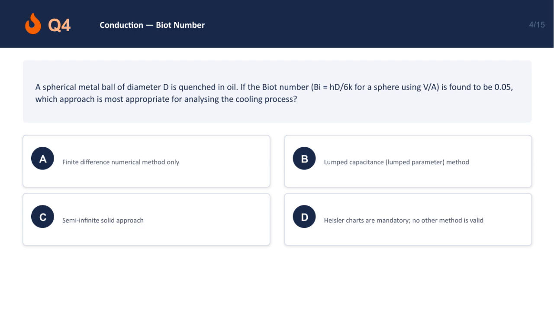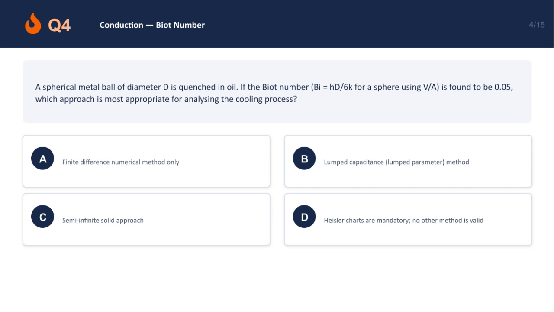Now, the Biot number is a key parameter that compares the internal thermal resistance to the surface convection resistance. When Bi is less than 0.1, the internal thermal resistance is negligible, so the temperature inside the object can be assumed uniform throughout.